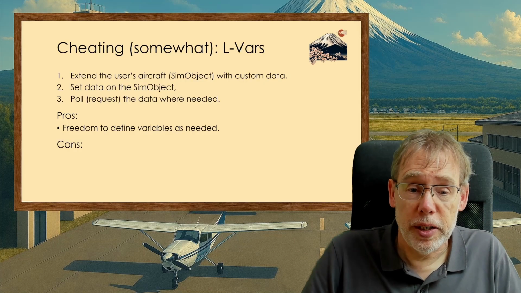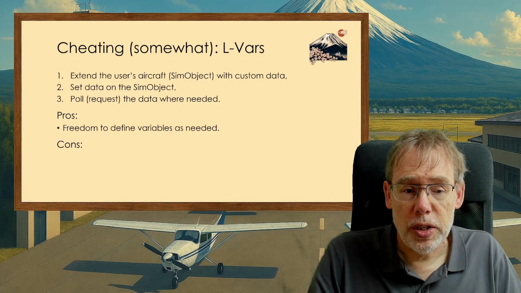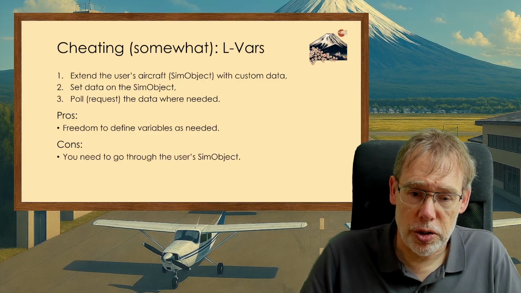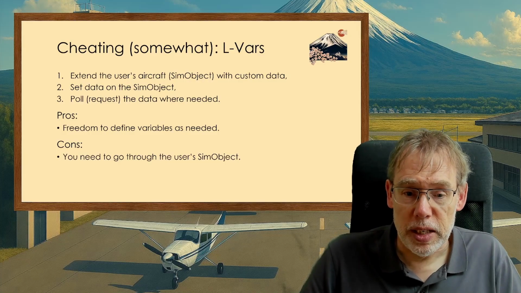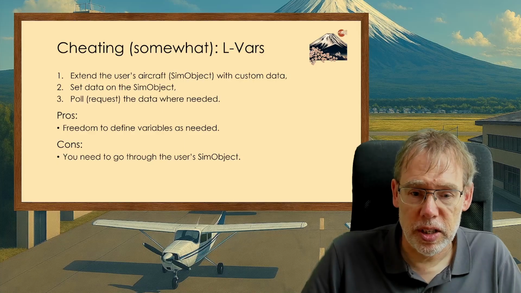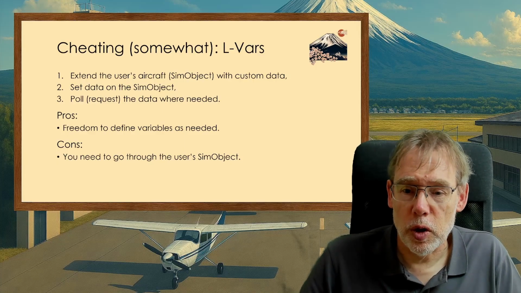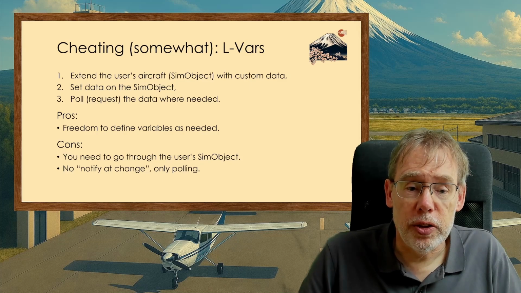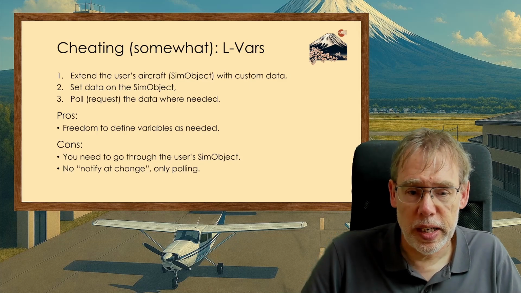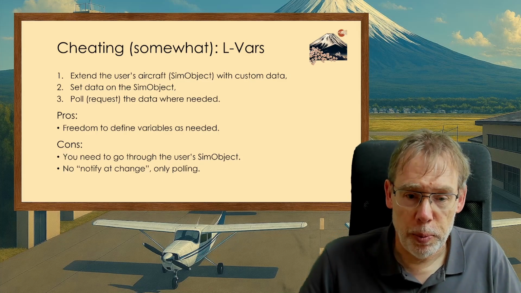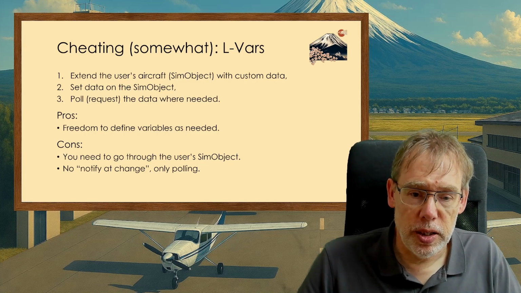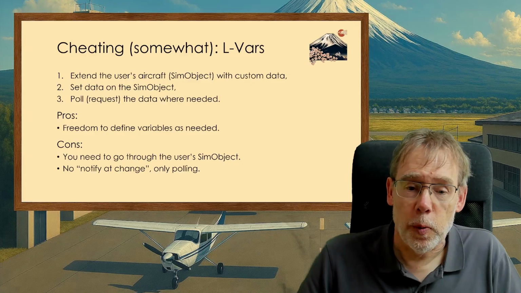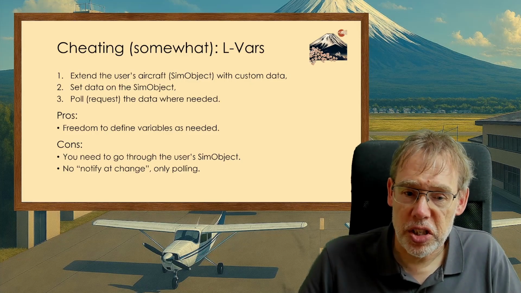You can define variables as needed, but it's not all sunshine, because you need to go through the user's sim object. And that means there has to be an aircraft that you can connect to or connect your variable to. And there is, of course, no real notify at change. There is only polling, and polling here is meant in the software development sense of the word, meaning you check whether or not there is data or changed data.